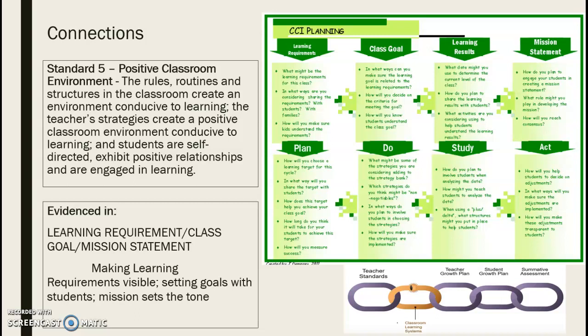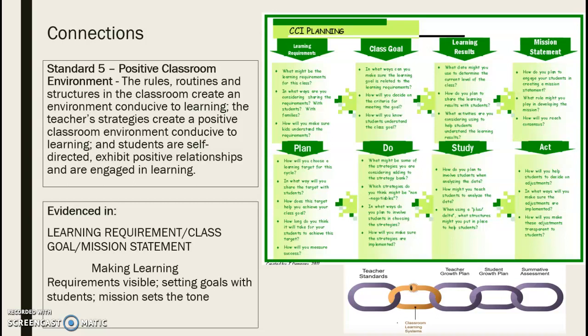Standard 5 is our positive classroom environment. These are our universals, rules, routines, and structures that are really going to create a classroom environment that helps kids learn. It also really focuses on creating students who are very self-directed, as well as building those positive relationships and making sure kids are engaged in learning.